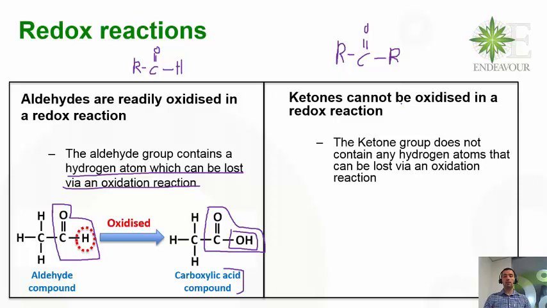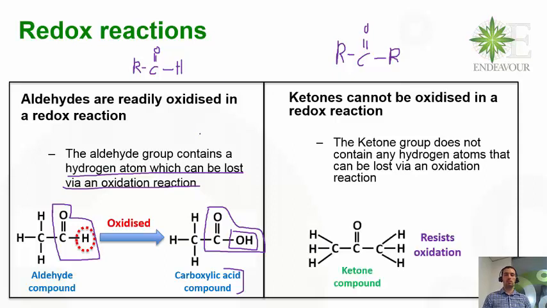A compound can't give away hydrogen atoms if it doesn't have any hydrogen atoms. Just like someone can't give away money if they don't have any money. Okay, so you have to have the component to be able to give it away. And because the ketone group can't give away hydrogen atoms, therefore it can't be oxidized in a redox reaction. So we can say that ketones will resist oxidation in a redox reaction in comparison to the aldehydes, which are going to be readily oxidized.